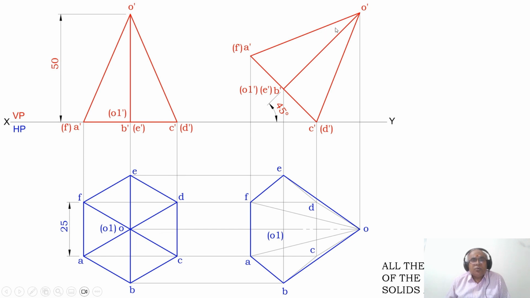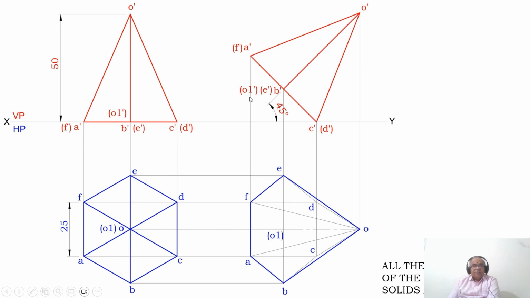So you join O dash, A dash and C dash to O dash with a dark line. Similarly, you draw a line from O dash to B dash, because O dash is visible, B dash also becomes visible, therefore O dash B dash is going to be a dark line. Once you do that, now I need to draw the top view for this.